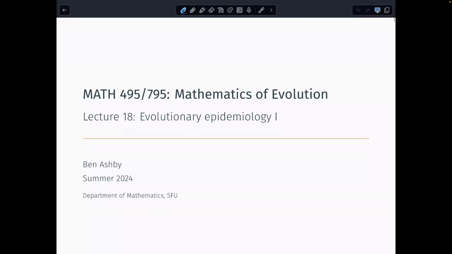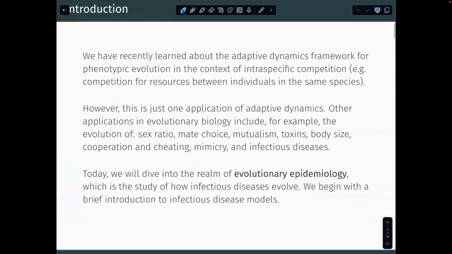Okay, so most of our focus so far, when we've been talking about adaptive dynamics as a framework for modeling evolution, has been focusing on this model of intraspecific competition, which we've looked at many times now. So that's all really about competition for resources between individuals of the same species, okay? So these resources could be things like food or territory or mates, anything that might be a source for a competition, so there's some limitation there.